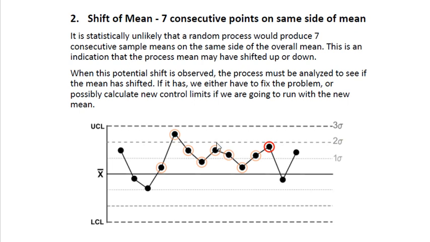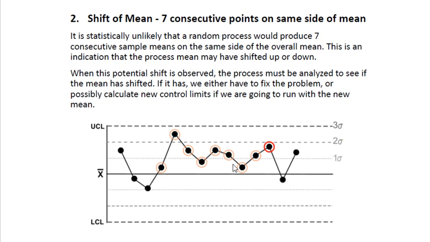It's no good. That's a violation of your random rule. It's statistically unlikely that a random process will have 7 means on the same side. So this is an indication that the process mean may have shifted up or down, meaning you're getting the mean in the wrong place. It's got to be around here. When this potential shift is observed, the process must be analyzed to see if the mean has shifted, meaning whether this is a true mean or not.